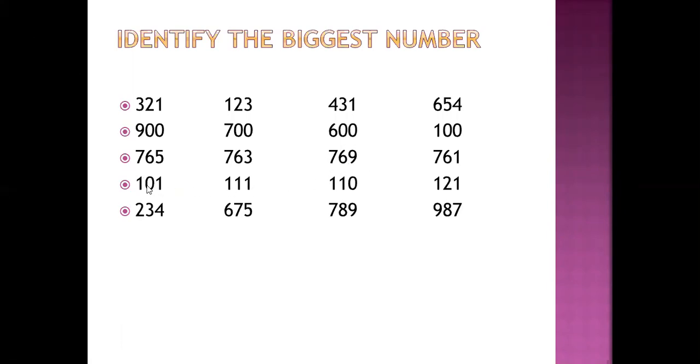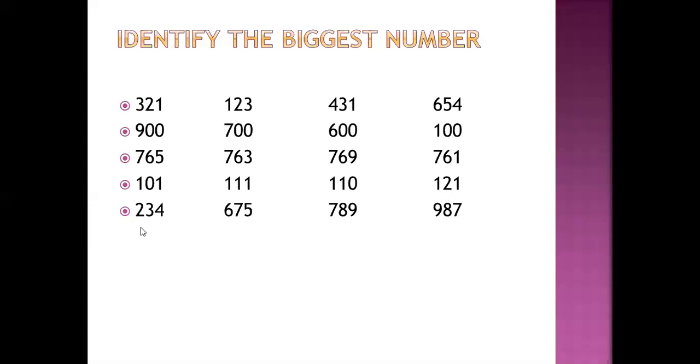Let's go to the next set of numbers. 101, 111, 110 and 121. Now since we've got 1 in the hundreds place, we go to the next value. The next place, that is 0 in the tens place, 1 in the tens place, 1 again in the tens place and 2 in the tens place. So we don't need to think much. 121 becomes the biggest number.